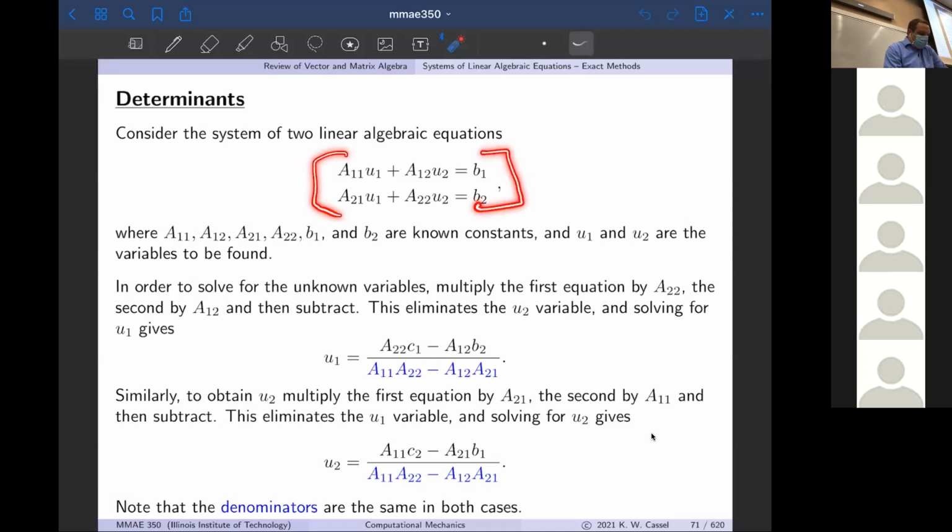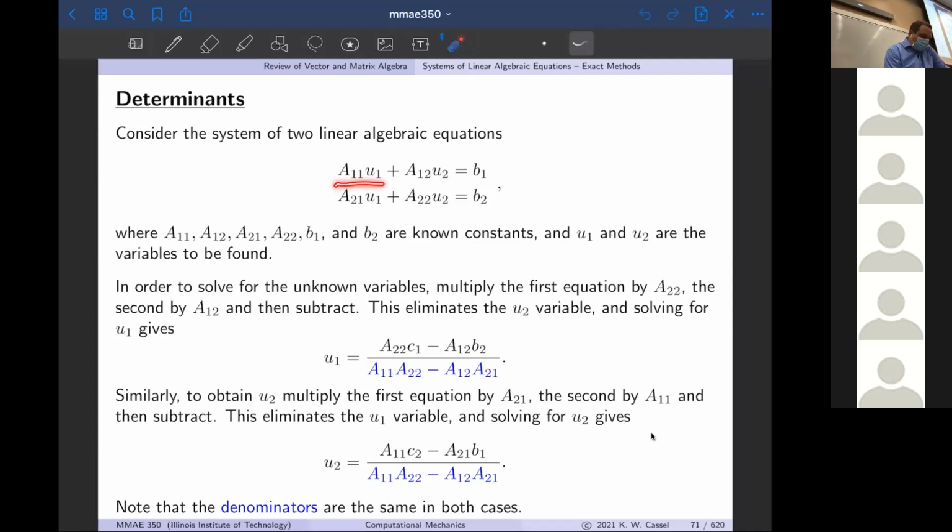So, 2 equations with 2 unknowns. Let's think about how we might try to solve that. Because there are only 2 unknowns, U1 and U2, we can just do some simple algebra and get general expressions for the solution U1 and U2. So let's do that. It won't work for higher dimensions, but in the 2-dimensional case, let's do that and see what happens.